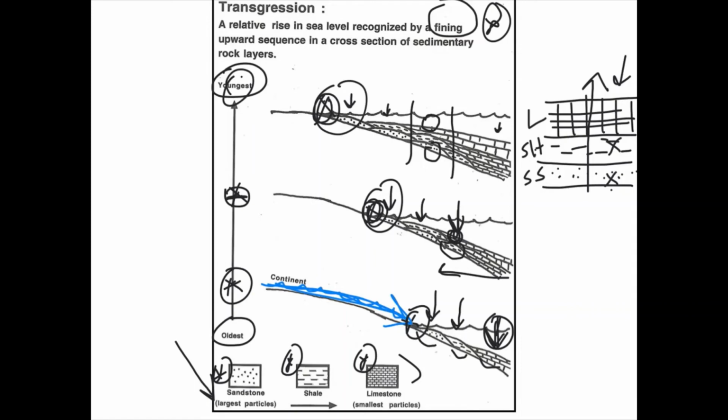That's called a transgression. So if a marine transgression was taking place during a deposition event, you can notice that in the rock record by the fact that those particle grains are fining as you go up, getting smaller and smaller. Sandstone, shale, limestone, smaller and smaller.